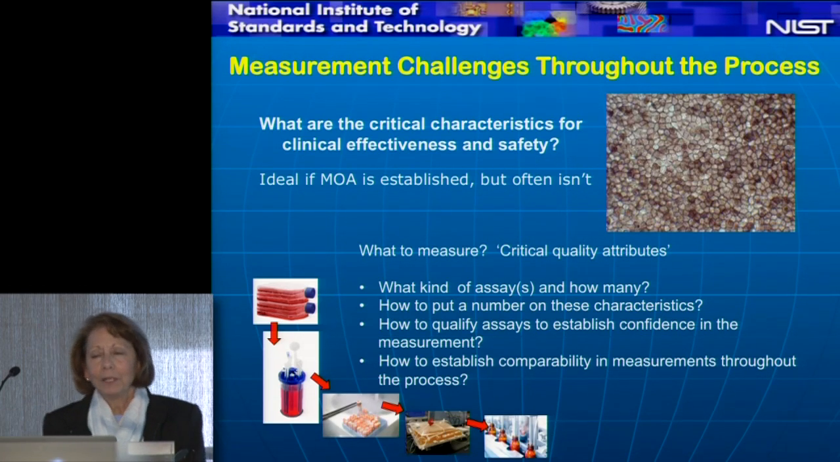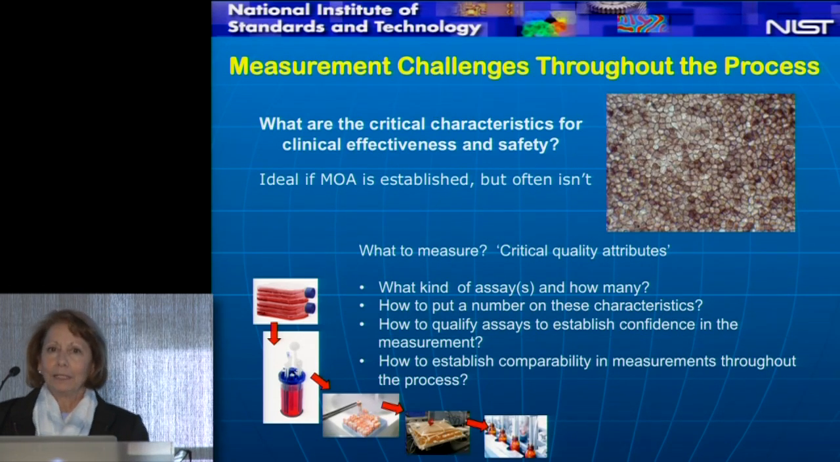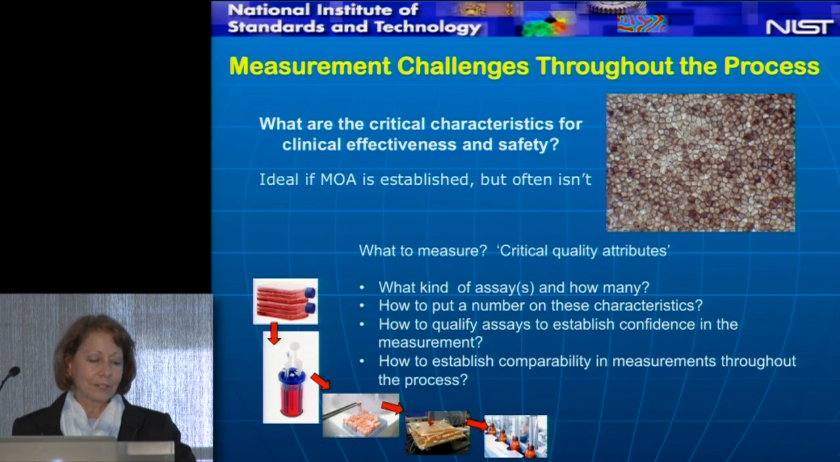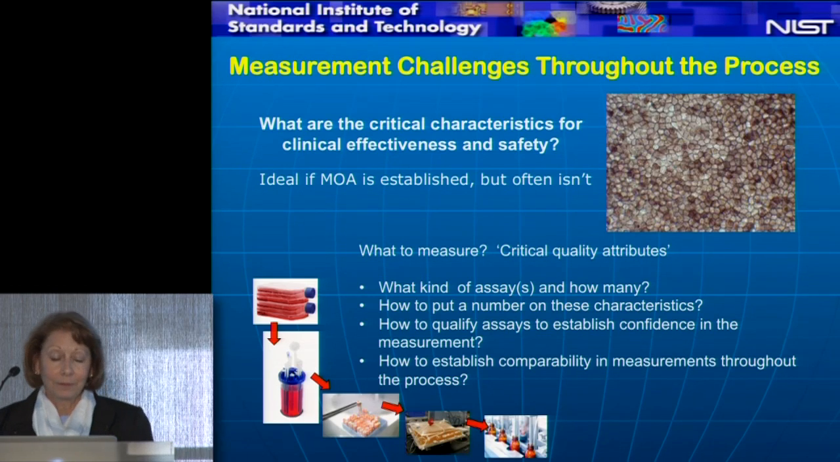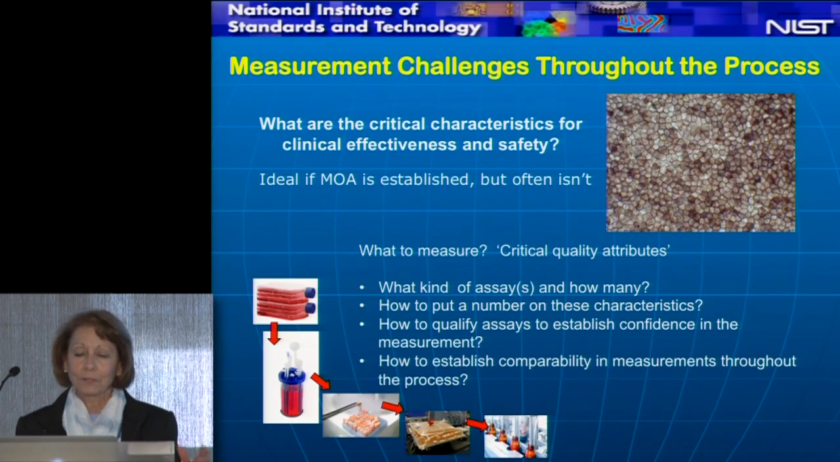It's also, from a measurement point of view, and NIST is an unusual organization because we think about measurements perhaps a little more than other people do, and it just drives us crazy a little bit.